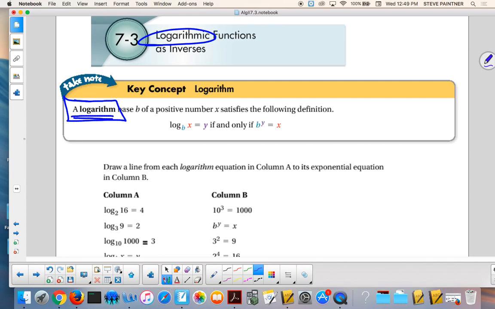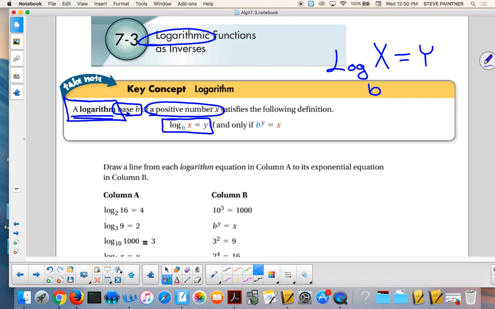So what's a logarithm? A logarithm, base what? Base B. Gotta know it's base B, of a positive number x. So when you take a log of a number, it's got to be a positive number. Satisfies the following conditions. Now, look at this right here. This is what a log problem is going to look like. It's going to say log of a number x, base b. I'm going to rewrite it over here. Log of a number x, base b equals, and they use the letter y.